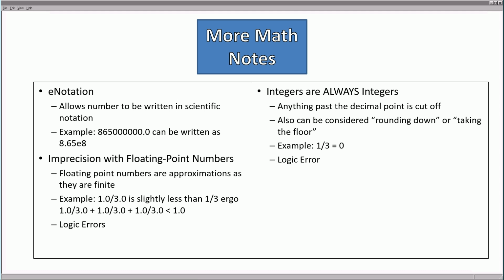Also, integers are always integers. Anything past the decimal point is always going to be cut off. You can also consider this as it will always round down, or it takes the floor. So for example, if we were to do 1 divided by 3, this is equal to 0. There is no decimal point in integers, they are always whole numbers. This absolutely can cause logic errors if we are not careful.